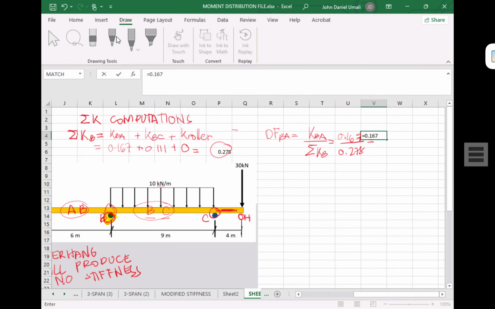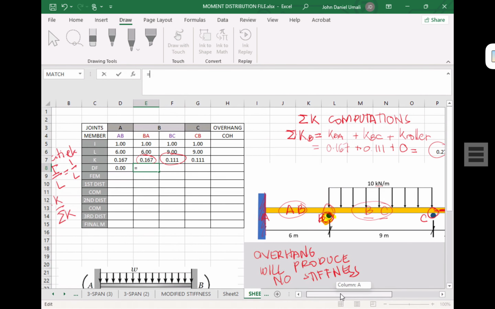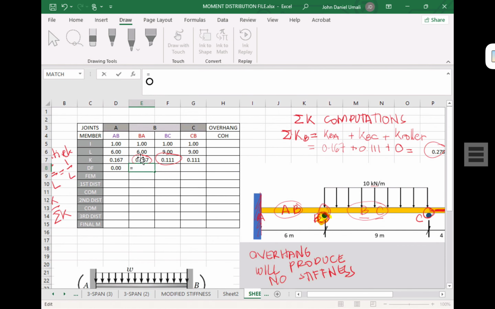Sorry sa corny kong joke. 0.167 over 0.278. So that is 0.600719. So let's see if pareho yung makuha nating answer if we just directly put it in Excel. So that is equals to KBA, yung sa DF, which is this cell. Let me erase muna.